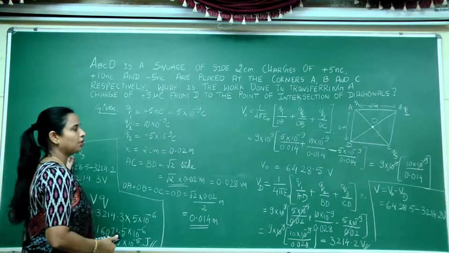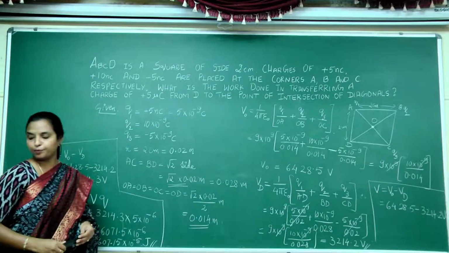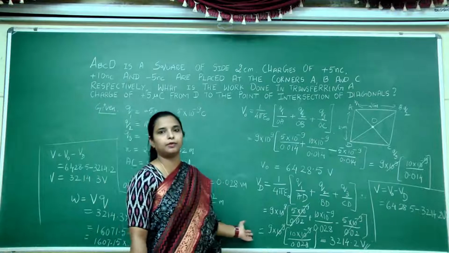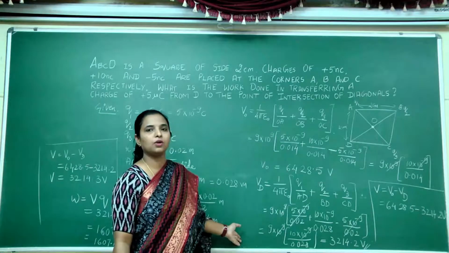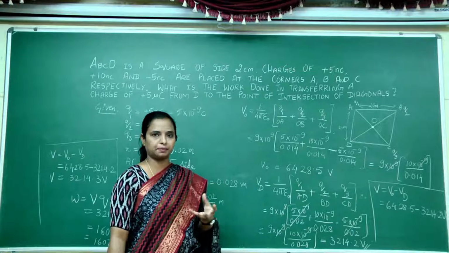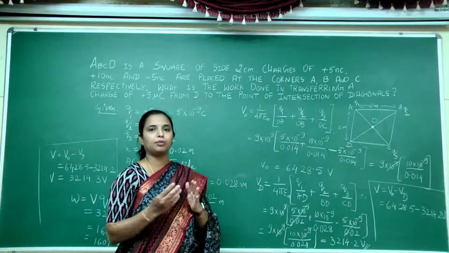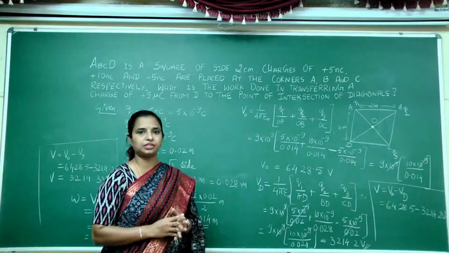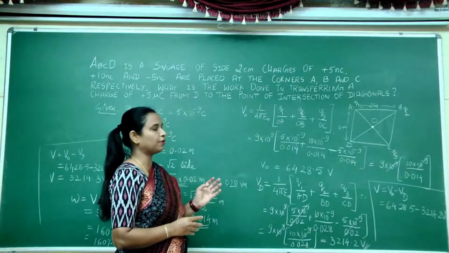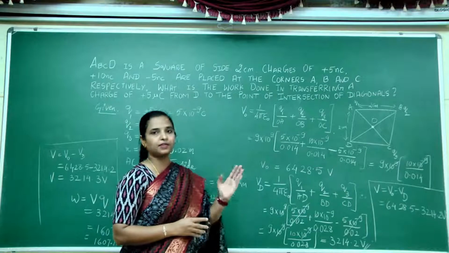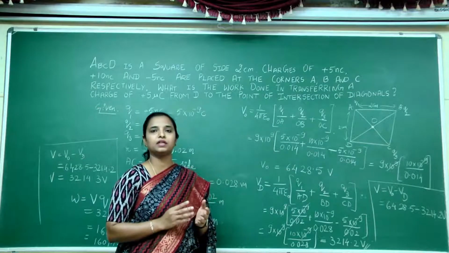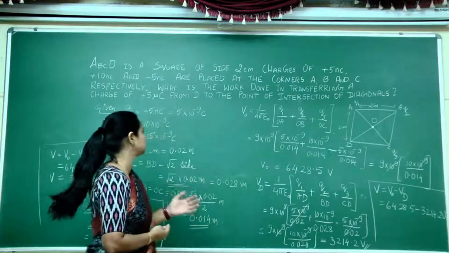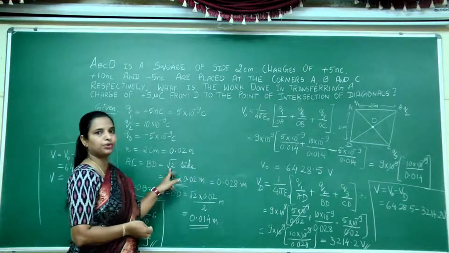So this is how you have to solve this type of problem, and it is very easy. Though it is a lengthy problem, it is very easy. Only you have to remember the steps. Whenever you get a problem based on the square in the electrostatic potential chapter, first, you have to find out the length of the diagonal and half of the diagonal. How do you find the length? A very simple method is there, that is root 2 into side.